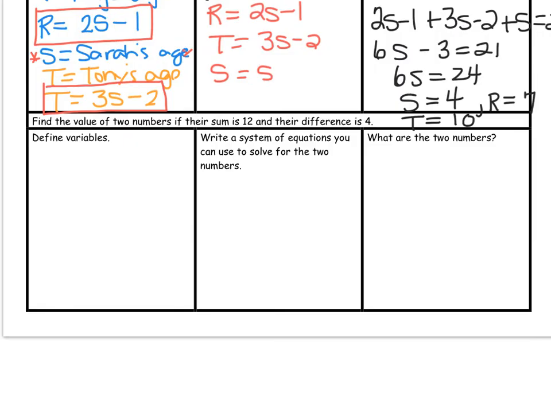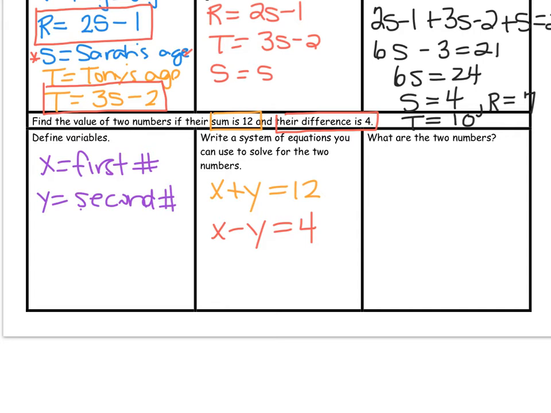Okay, I'd like you to go ahead and try example number 3. Find the value of two numbers if their sum is 12 and their difference is 4. First you want to define your variables, then you want to write a system of equations that you can use to solve for the two numbers, and then what are the two numbers. So go ahead and pause the video, see if you can work it out, and then start the video again and check your answer.